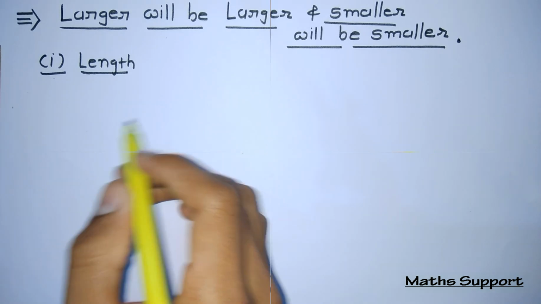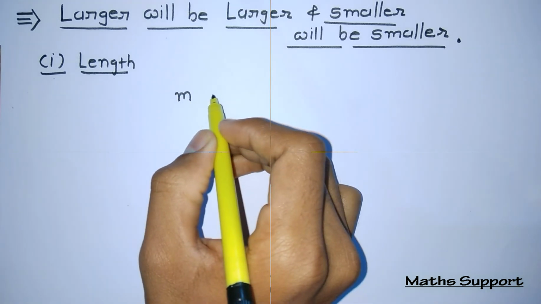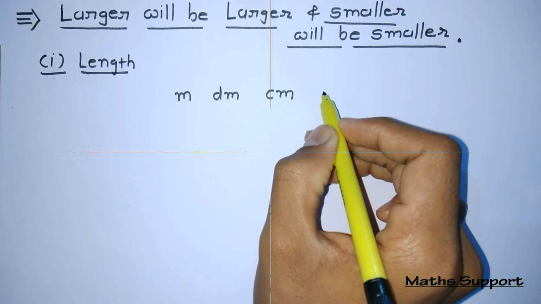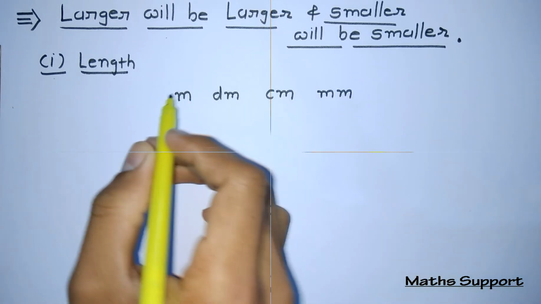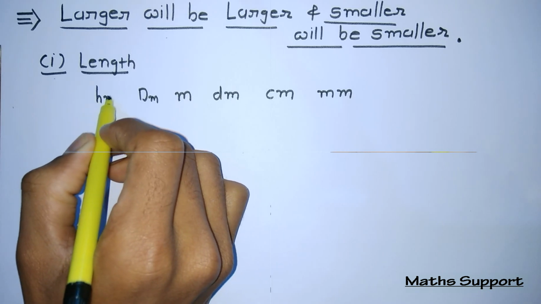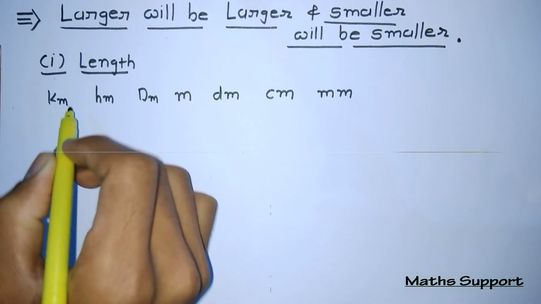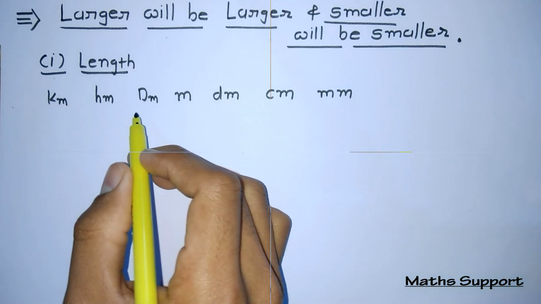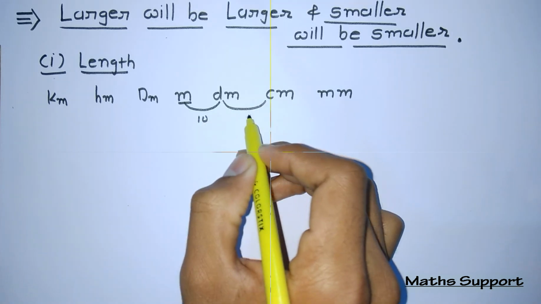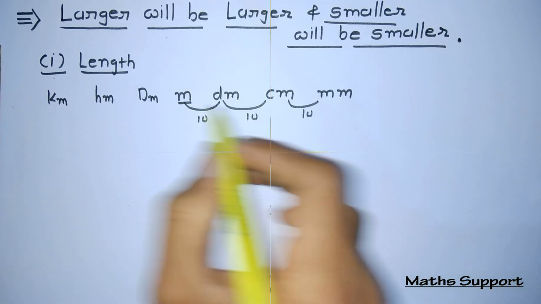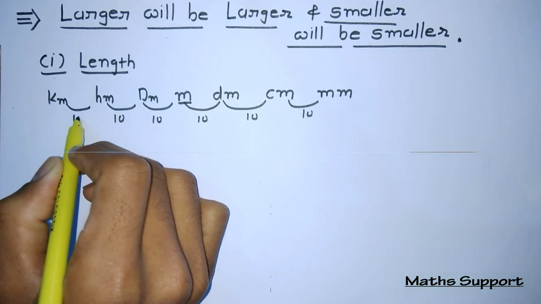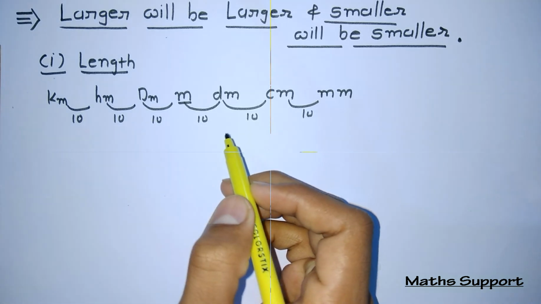First we'll write units from meter, then decimeter, centimeter, millimeter. Now on the left side, that is decameter, hectometer and kilometer. So these are the units of regular use. Now keep in mind there is a gap of 10 for every relation. So we are writing 10 in every gap. For one gap we'll take 10 and for two gaps we'll take 100.